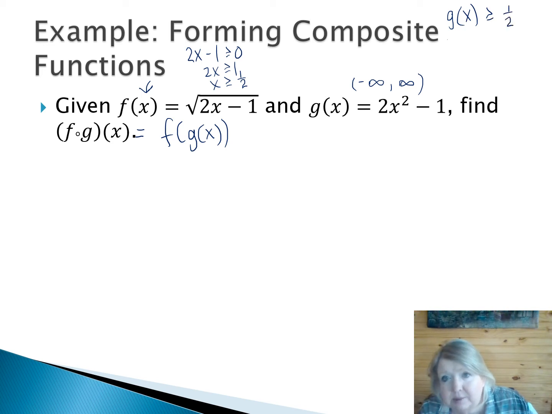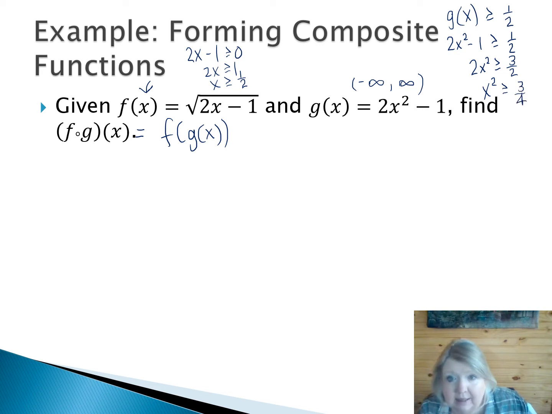So I'm going to substitute 2x squared minus 1, and that's going to be greater than or equal to 1/2. Since they say minus 1, I'm going to say plus 1. And that's going to give me 3/2 over here. And then since they said times 2, I'm going to say divided by 2. x squared is greater than or equal to 3/4.